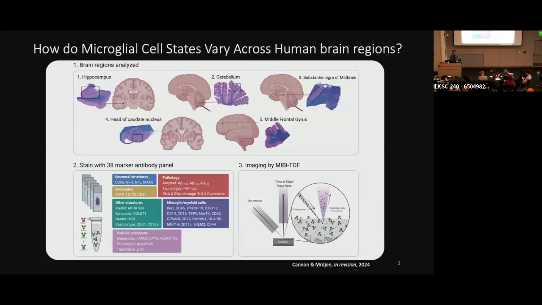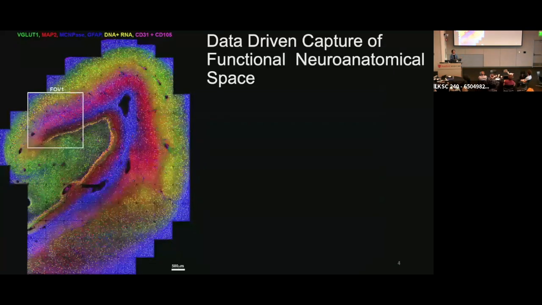And so we took these FFPE formalin-fixed samples, stained them with a panel of around 40 or so antibodies. Those antibodies primarily captured a bunch of different brain structures and brain cells. And in that dark blue little box there, we have our microglia and myeloid cell phenotypic markers, because that's, again, the population that we really want to characterize here at the spatial and proteomic level. We then image these samples using MIBI-TOF, and we get these beautiful images that we can tile together and show the integration of all these different proteins.